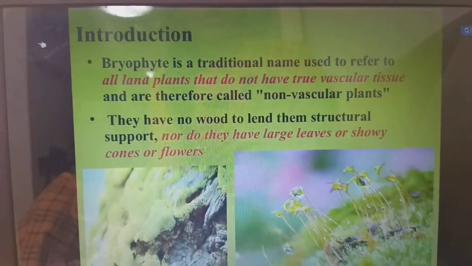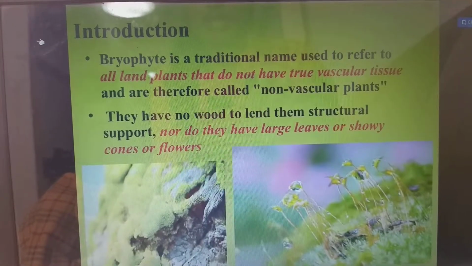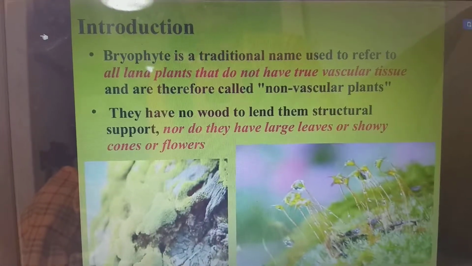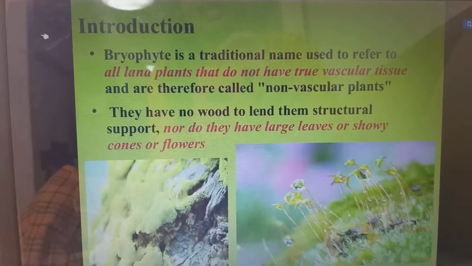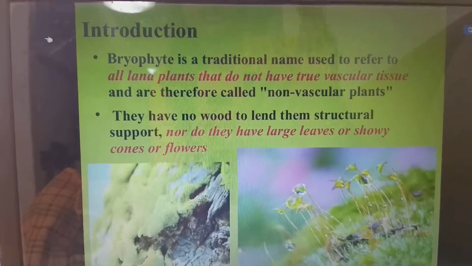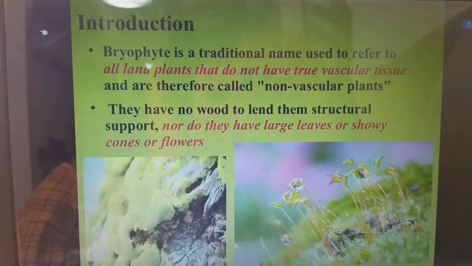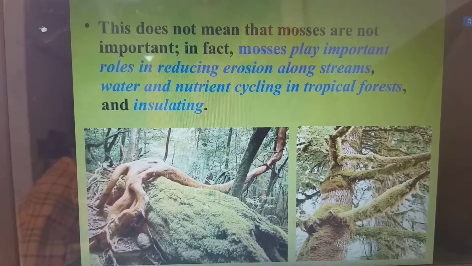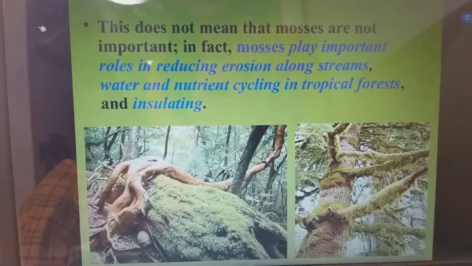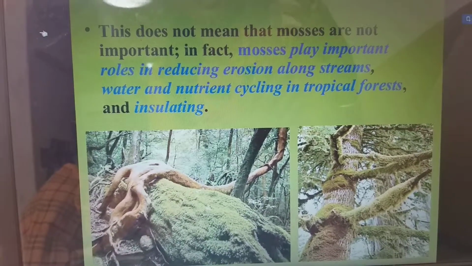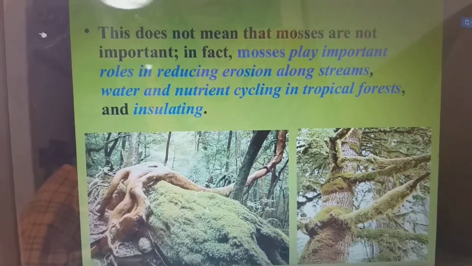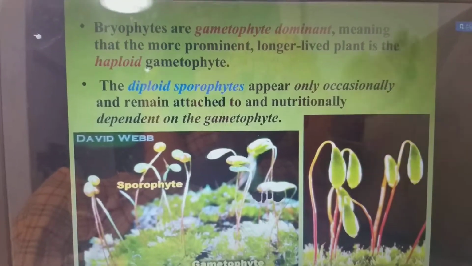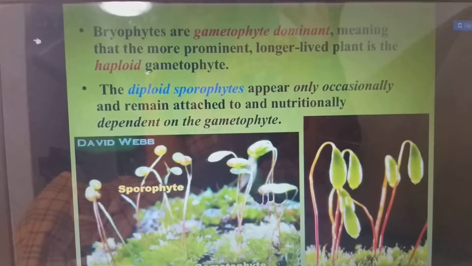So coming to the introduction, bryophyte is a traditional name used to refer to all land plants that do not have true vascular tissue and are therefore called non-vascular plants. They have no wood to lend them structural support, nor do they have large leaves or showy cones or flowers. But that does not mean that mosses are not important. In fact, mosses play an important role in reducing erosion along streams, in nutrient cycling in tropical forests, and in insulating.